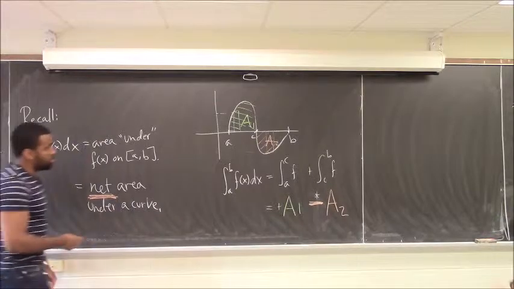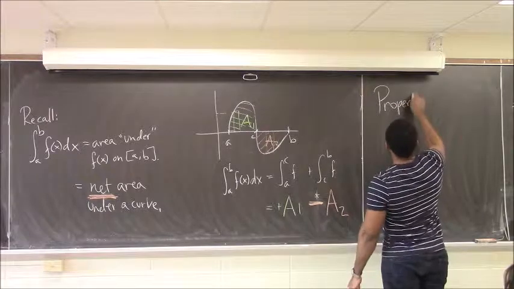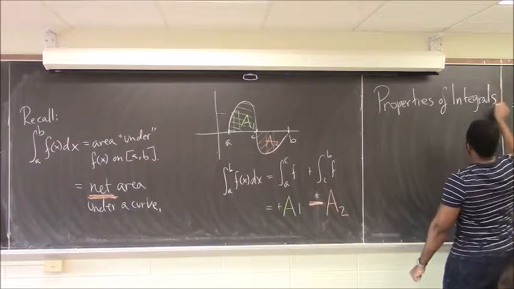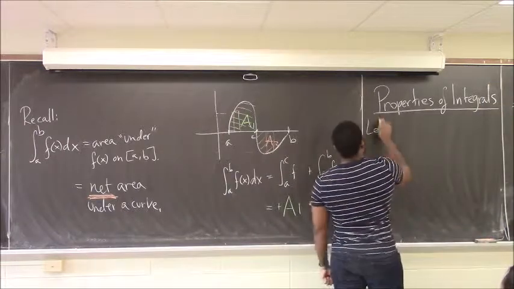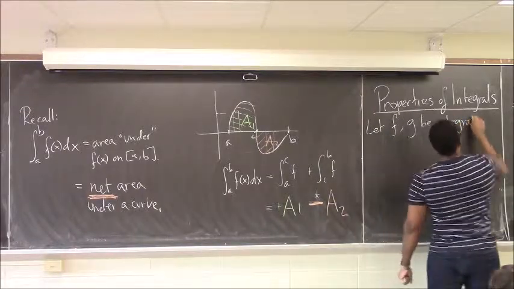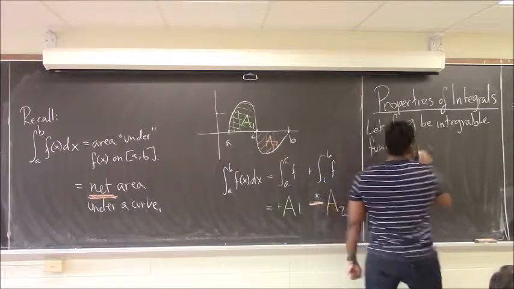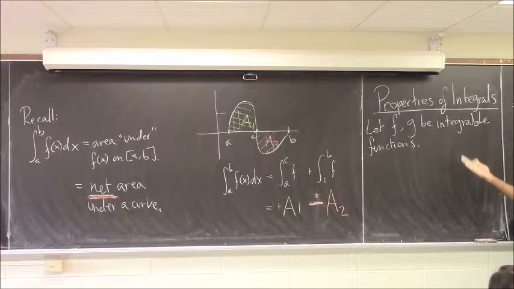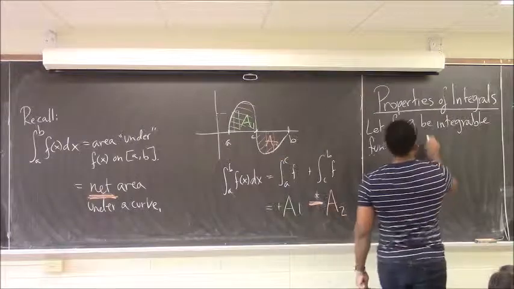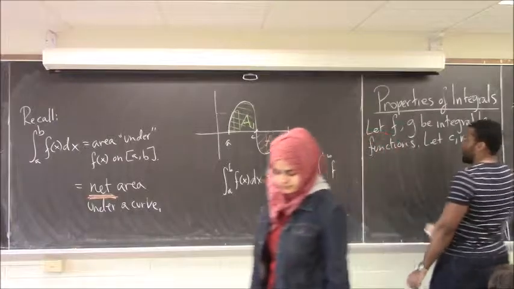Other than that, just to be responsible, I should mention some properties of integrals. Let f, g be integrable functions. Basically what that means is we can set up Riemann sums to find the area under their curve, and when we take the limit, it exists. It gives us a number, it gives us a value. And let little c, little m, big M be constants.